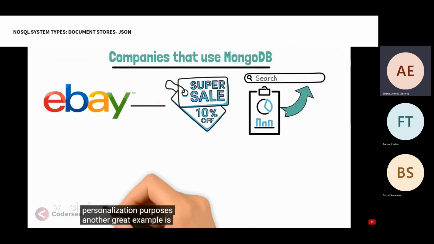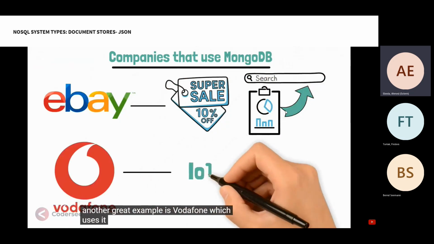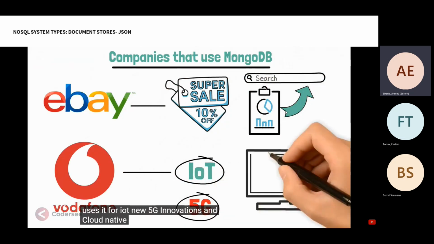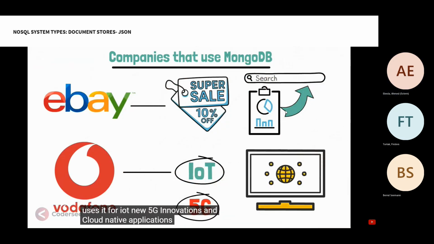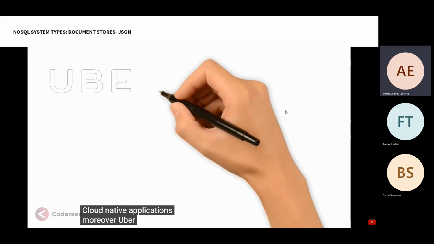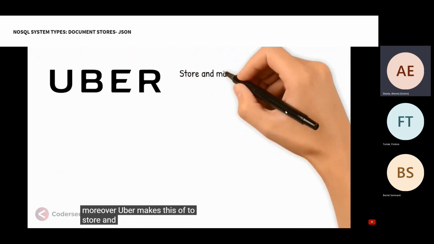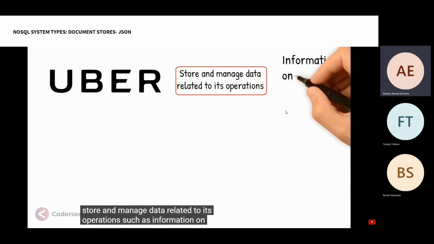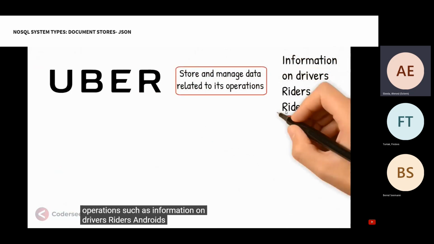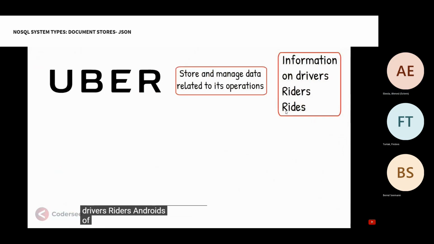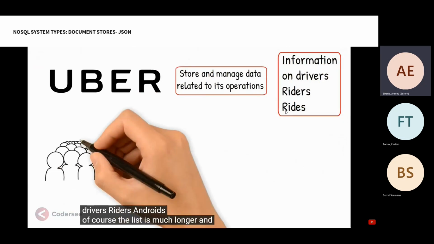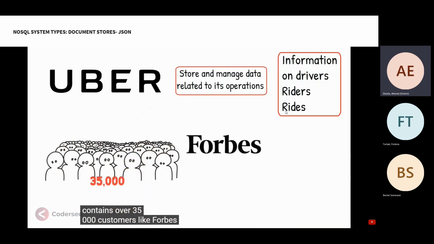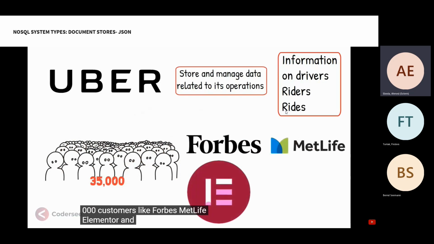Another great example is Vodafone, which uses it for IoT, new 5G innovations, and cloud-native applications. Moreover, Uber makes use of Mongo to store and manage data related to its operations, such as information on drivers, riders, and rides. Of course, the list is much longer and contains over 35,000 customers like Forbes, MetLife, Elementor, and Fiverr.